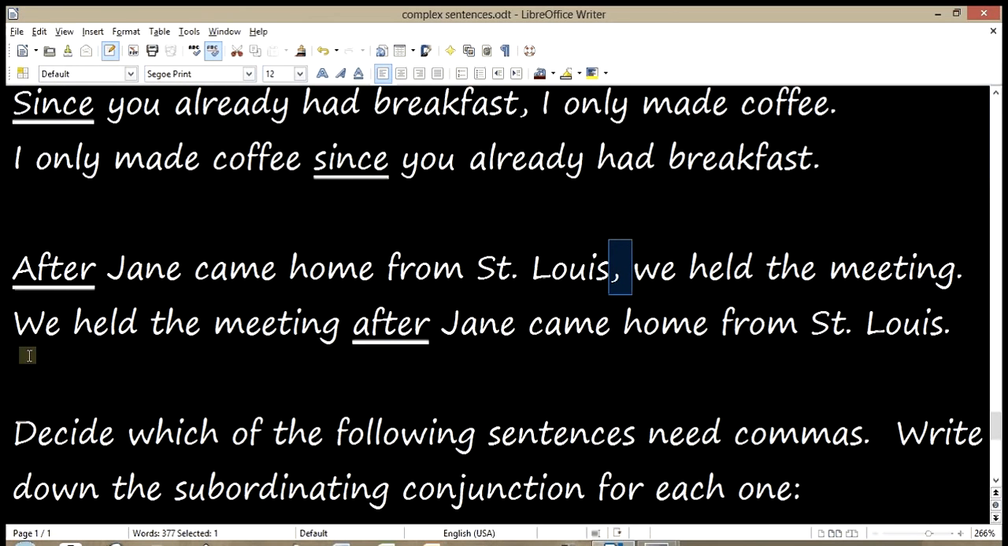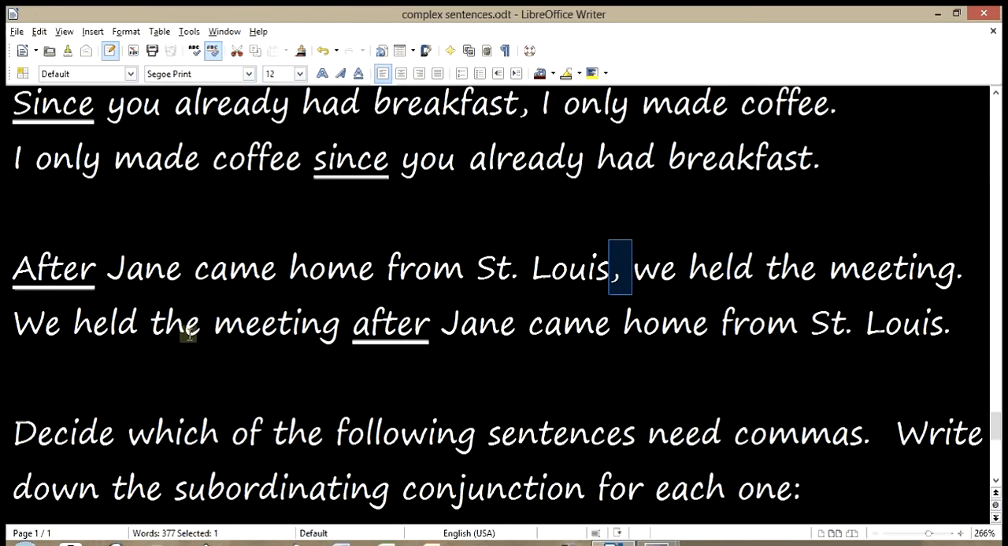On the bottom, I've just changed the order around, and the independent clause comes first. We held the meeting after Jane came home from St. Louis. So after Jane came home from St. Louis, that is the dependent clause. It comes second. We don't need a comma.